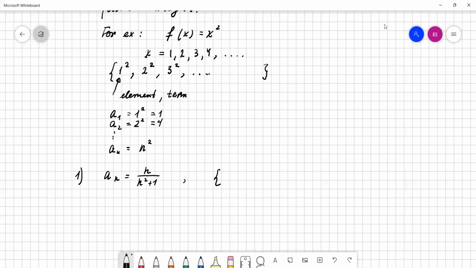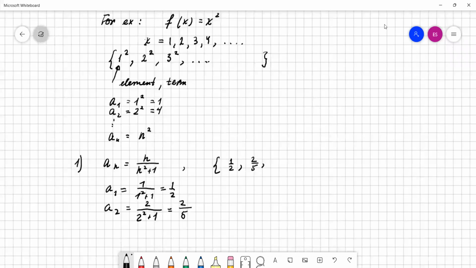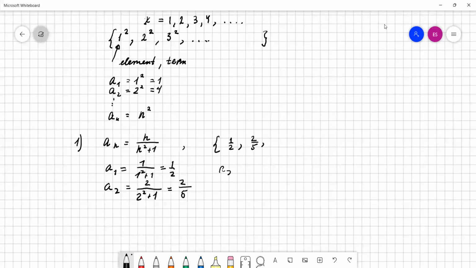You plug in 1 here. So a1 is going to be 1 over 1 squared plus 1. So it's 1 over 2, right? The first element is 1 over 2, and then a2 is 2 over 2 squared plus 1. 2 squared is 4, so it's 2 over 5. Let's calculate one more. A3 is going to be 3 over 3 squared plus 1. So it's going to be 3 over 10. And you can continue this.